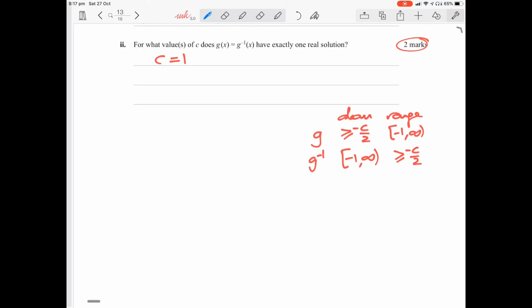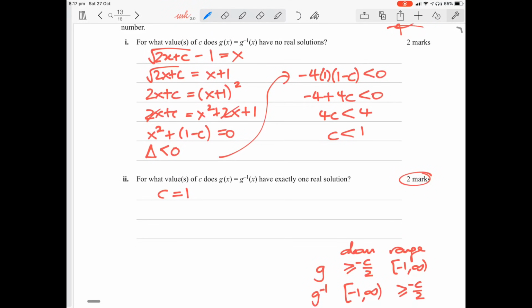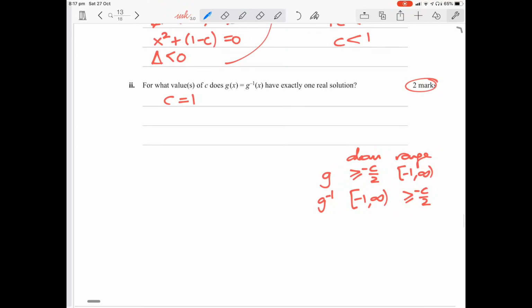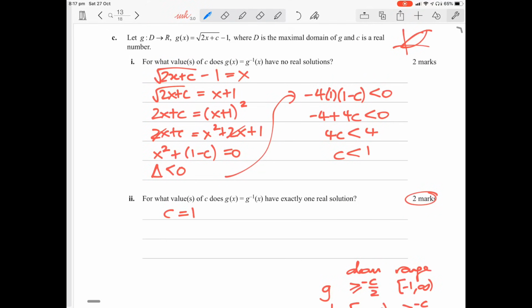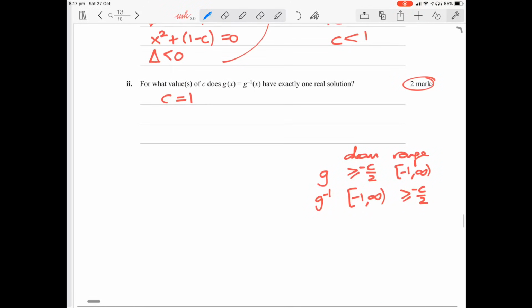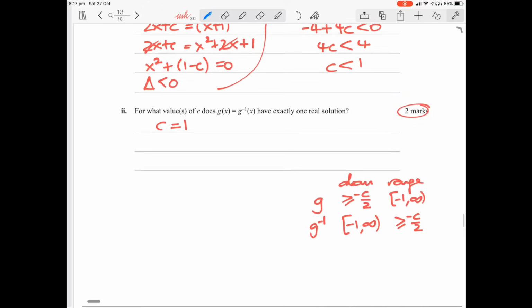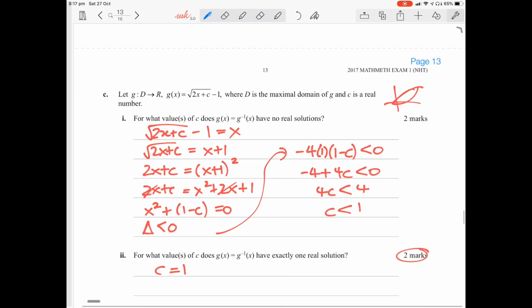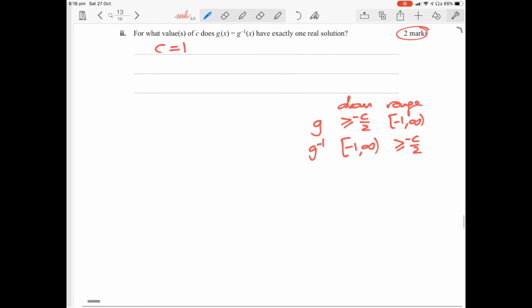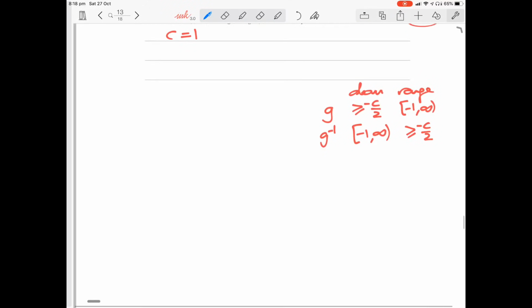So if c equals 1, they have one real solution. If c is less than 1, we have no solutions. So if c is greater than 1, if I said c was equal to 3 on 2, which is greater than that, it's greater than 1, okay, let's do a quick sketch.